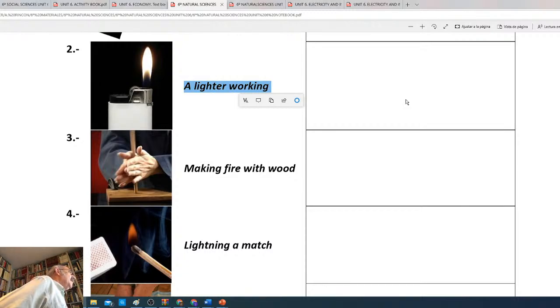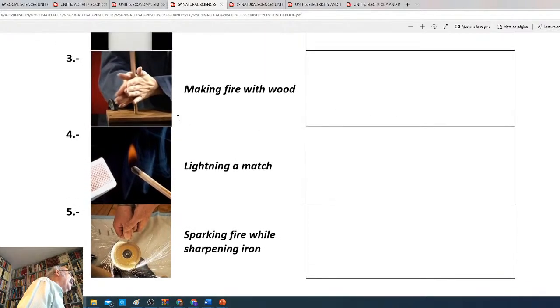So, when a lighter is working, a new kind of energy appears because of the friction. When we wrap this teeth wheel with the stone that we can't see here, there appears heat energy as well. Okay, and the same can be said about these three examples.